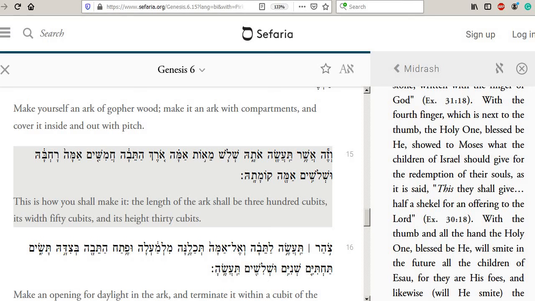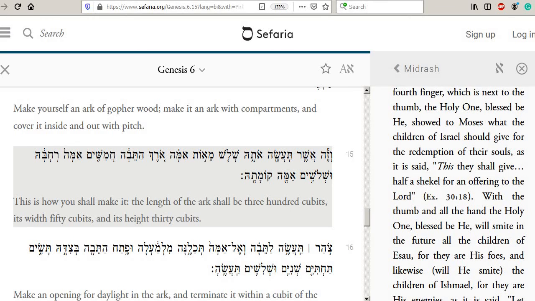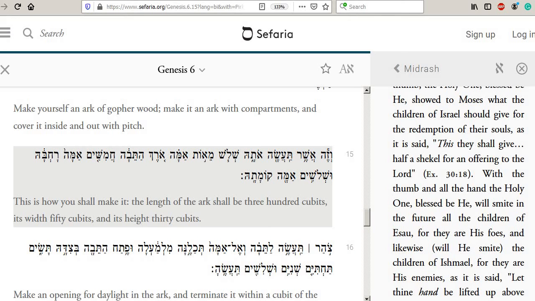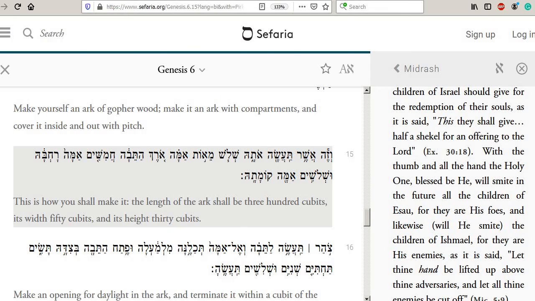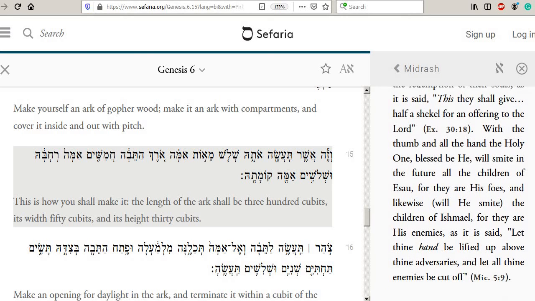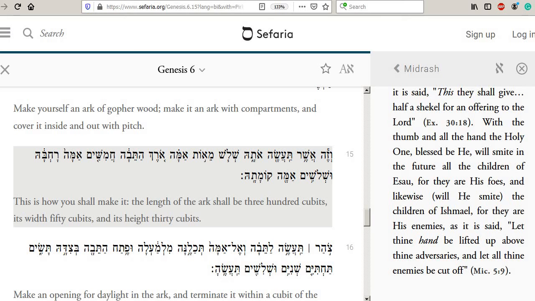With the fourth finger, which is next to the thumb, the Holy One, blessed be he, showed Moses what the children of Israel should give for redemption of their souls, as it is said, this they shall give, half a shekel for an offering to the Lord, Exodus 30:18. And with the thumb and all the hand, the Holy One, blessed be He, will smite in the future all of the children of Esau, for they are his foes, and likewise will he smite the children of Ishmael, for they are his enemies. As it is said, let thine hand be lifted up above thine adversaries, and let your enemies be cut off.